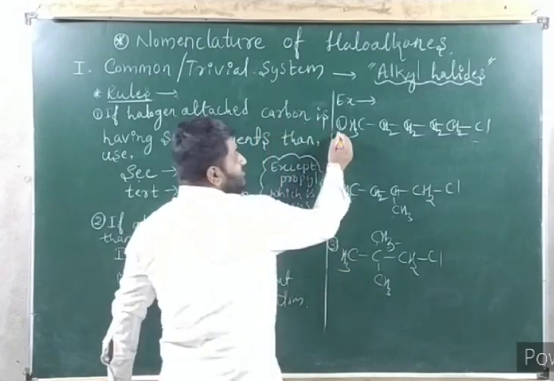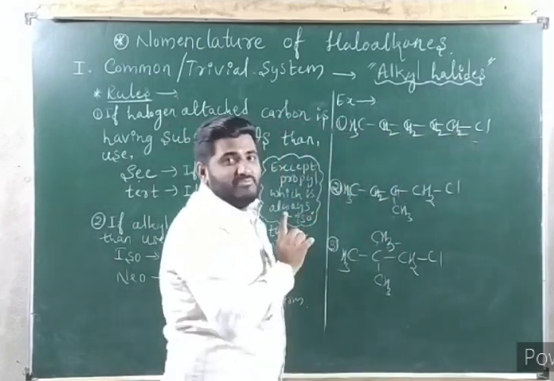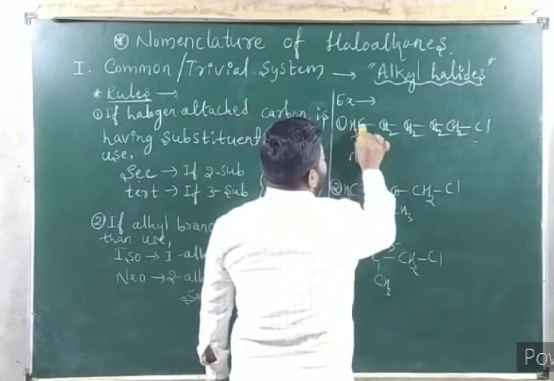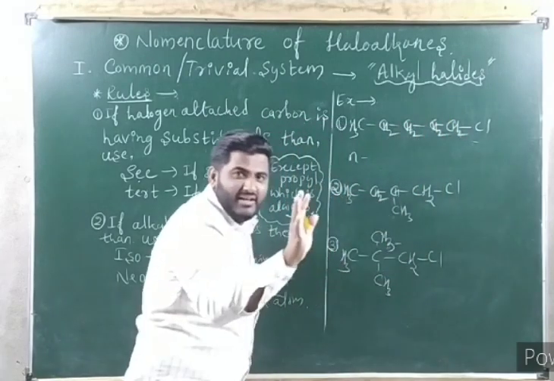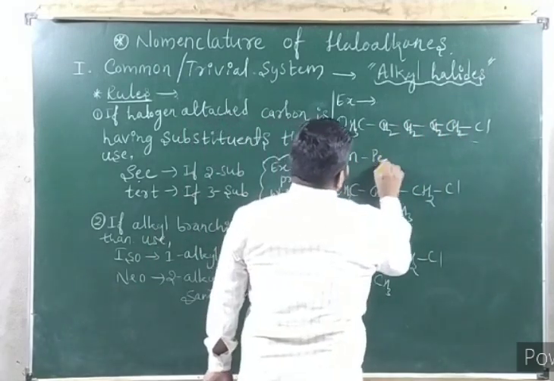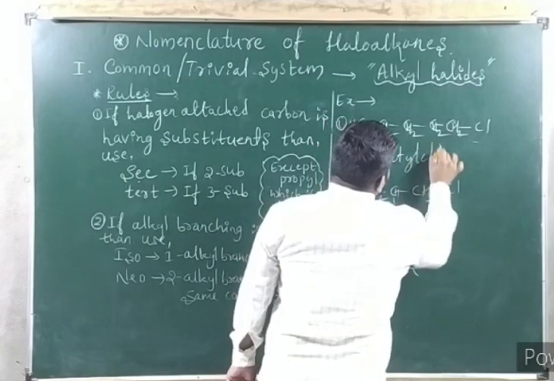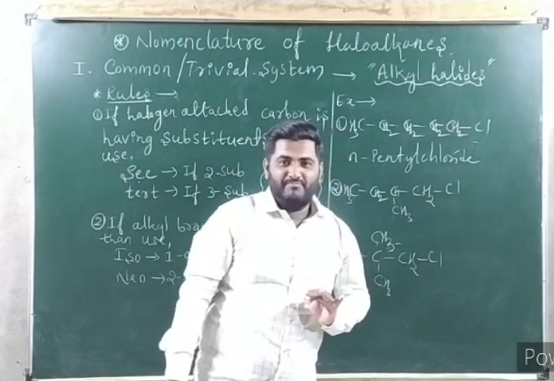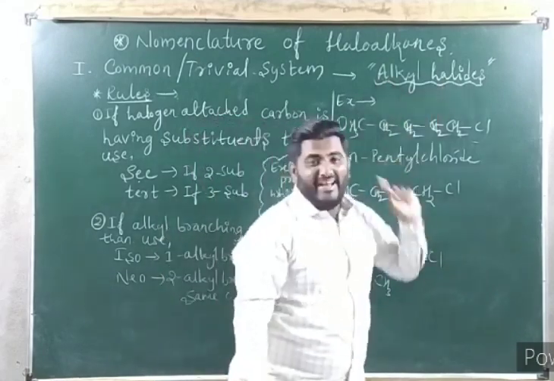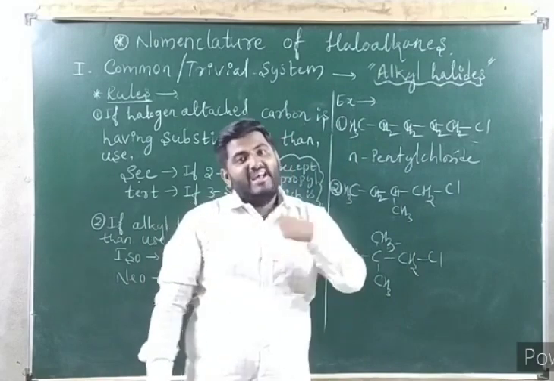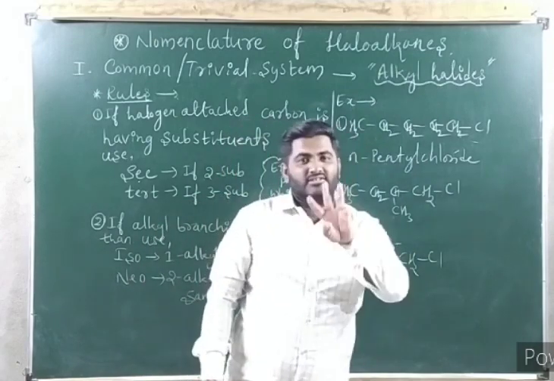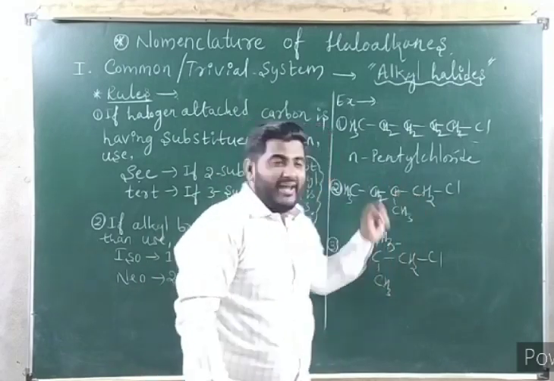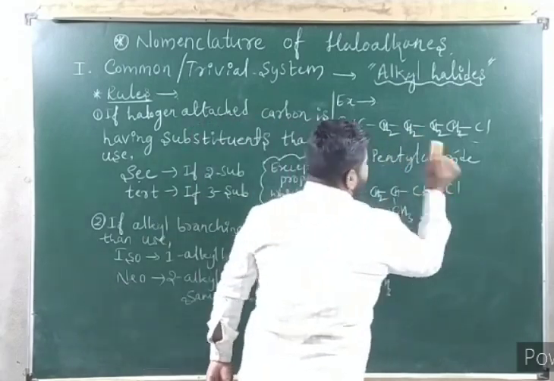See, if a straight chain is there and you are not supposed to use any other word, you only use n. Meth, prop, but, pent: total 5 carbon. So the name is n-pentyl chloride. You use n only when it is a straight chain. Pentyl, because you know, in alkyl halides, alkyl means how many carbon atoms are there, that you have to write: 2 ethyl, 3 propyl, 4 butyl, 5 pentyl. Already studied in first PU, right? So 5 carbon, it is n-pentyl chloride.